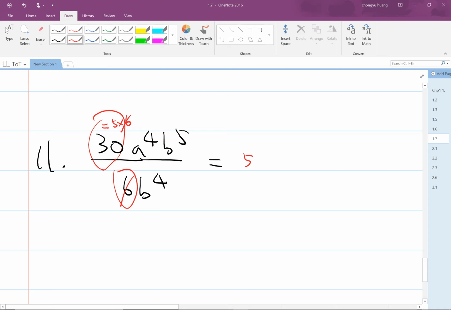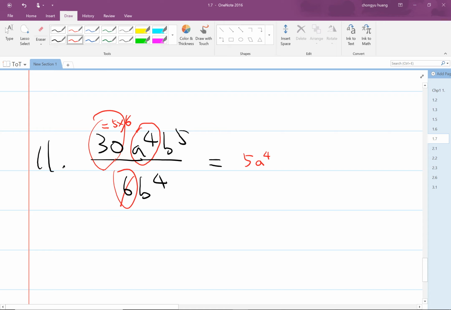And then after that you see there's an a to the power 4 at the top, but there's actually nothing at the bottom. There's nothing in the denominator, so you cannot do anything with a. You are not able to cancel or subtract it. So you just write it down, a to the power 4, right?